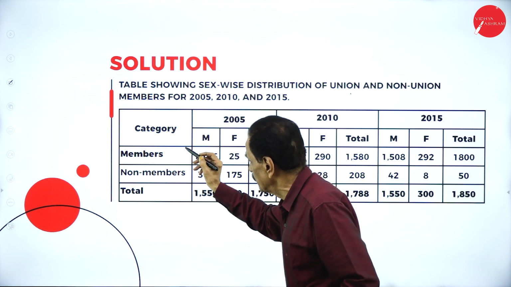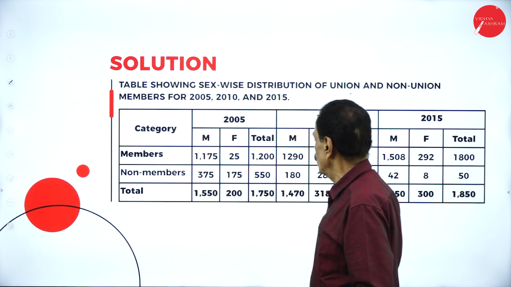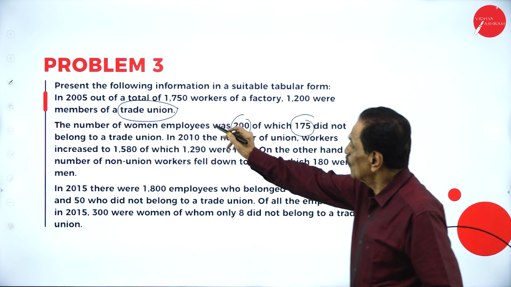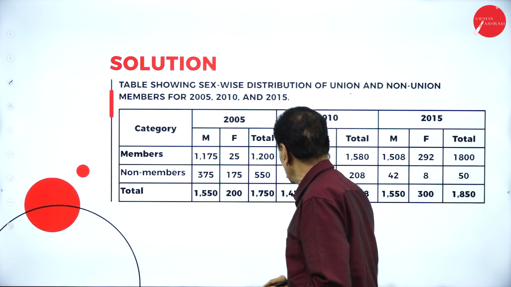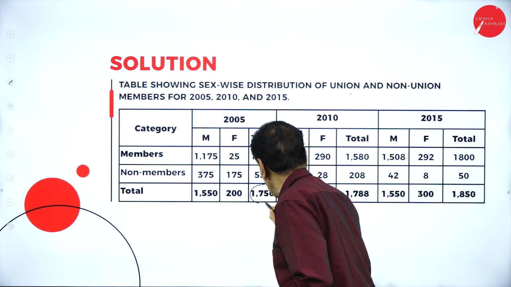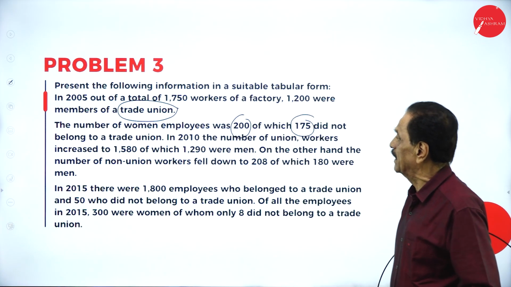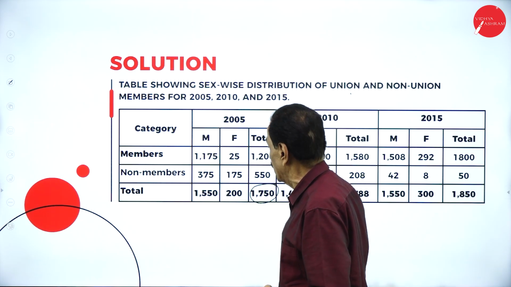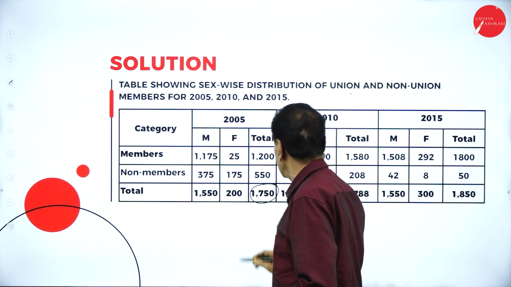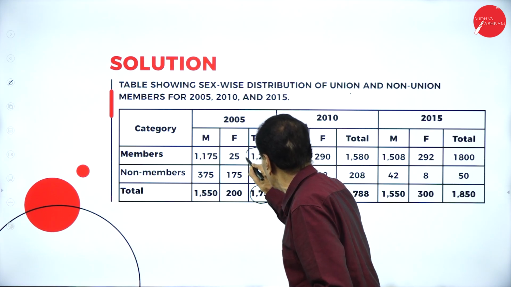Category, members, non-members, total. So first, how much does he say? There are 1,750 workers in 2005. In 2005, how many workers are there? 1,750 workers in the factory, and 1,200 are members of the trade union. 1,200 is the number of members of the trade union, they say.